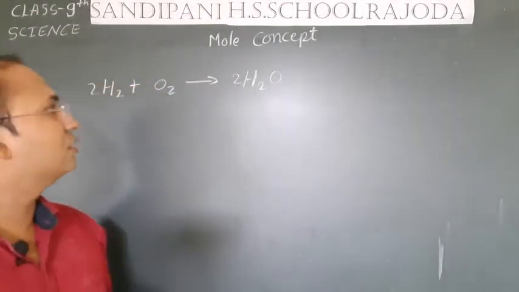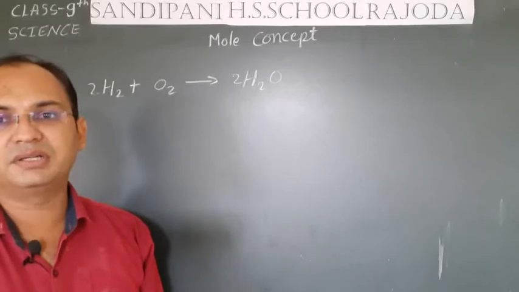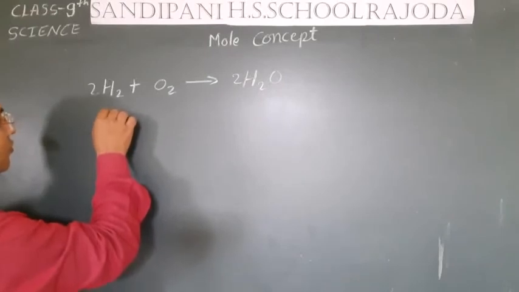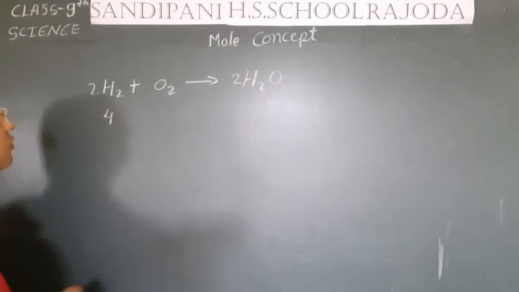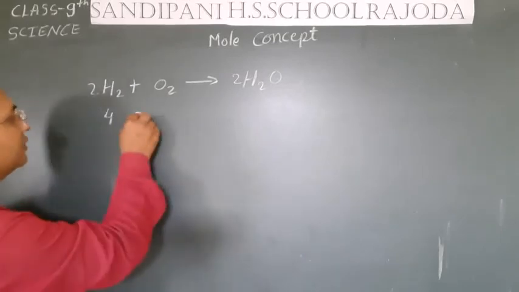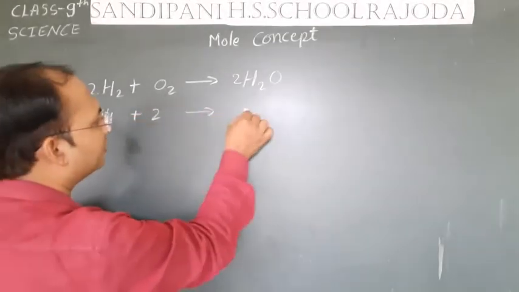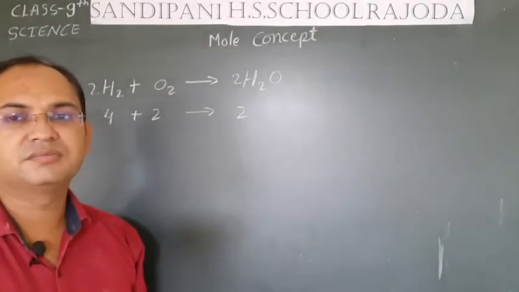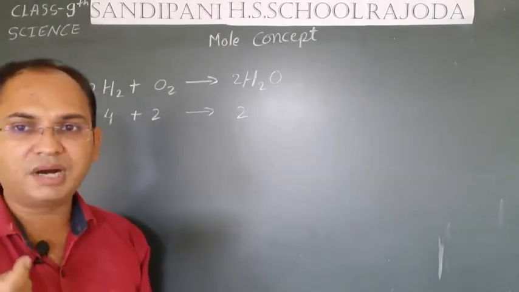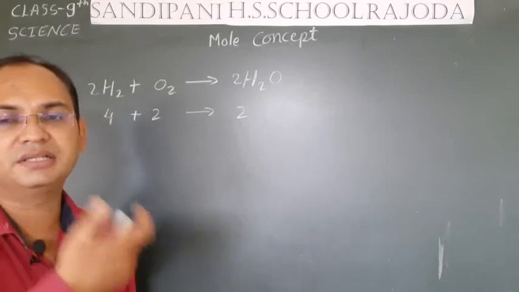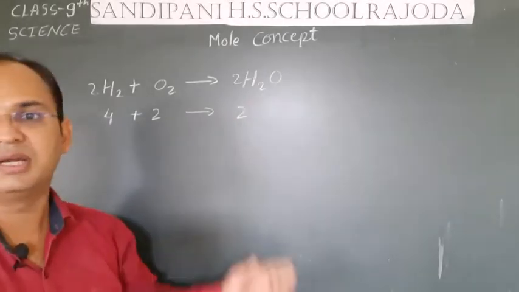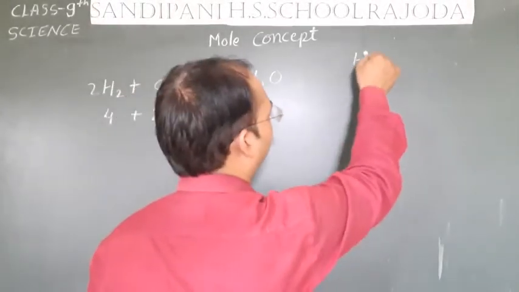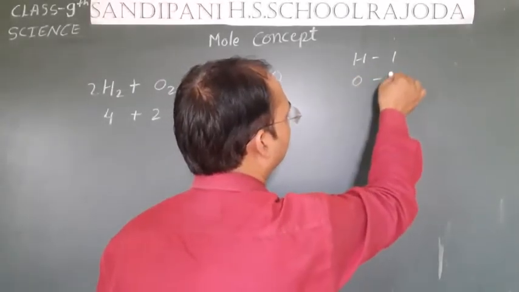If we take the number of atoms of hydrogen and oxygen, then we can say that 4 hydrogen combining with 2 oxygen are making 2 molecules of water. Second thing, if we take the atomic mass of the atoms that are combining and forming the molecular mass of the water molecule, then we know that the atomic mass of hydrogen is 1 and the atomic mass of oxygen is 16.